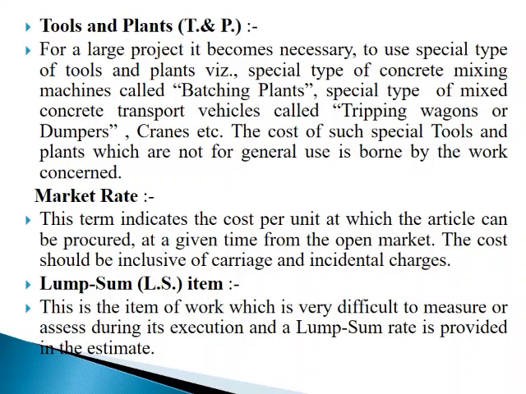Next is tools and plants. For a large project, it becomes necessary to use special types of tools and plants. Special types of concrete mixing machines called batching plants, special types of mixed concrete transport vehicles called tipping vehicles or dumpers, cranes, etc. For large projects, the cost of such special tools and plants, which are not for general use by the work, is considered. So it is also part of the detailed estimate.